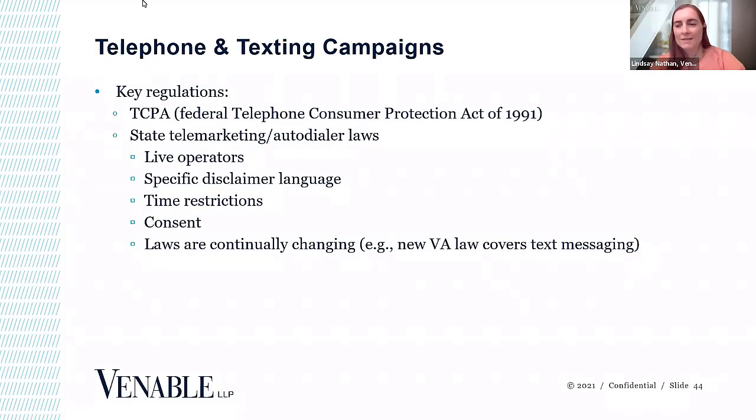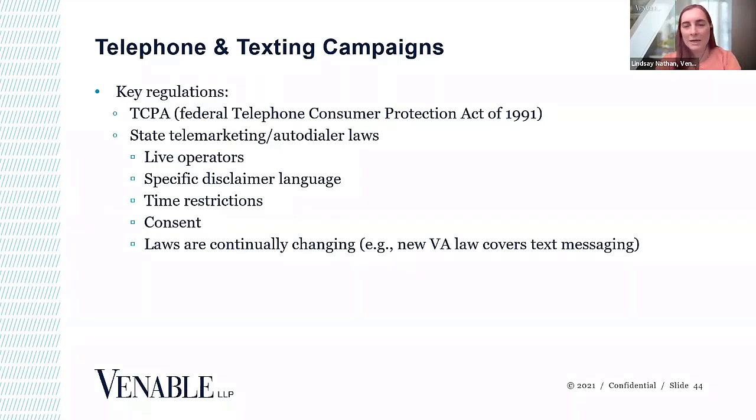Okay, so this is obviously the most exciting part of this presentation. For those of you who are engaged in grassroots advocacy, there are a number of different tactics that you may be using to do this work. Some of the things that are most popular these days are telephone and texting campaigns. So I wanted to spend a minute talking about the key regulations related to those. First is the TCPA, which is the federal Telephone Consumer Protection Act of 1991. And then there are also state telemarketing and auto dialer laws.